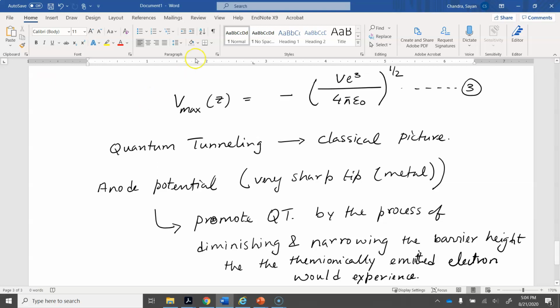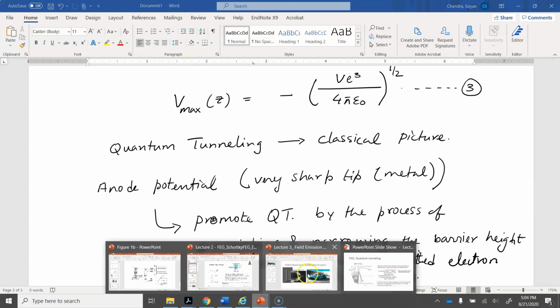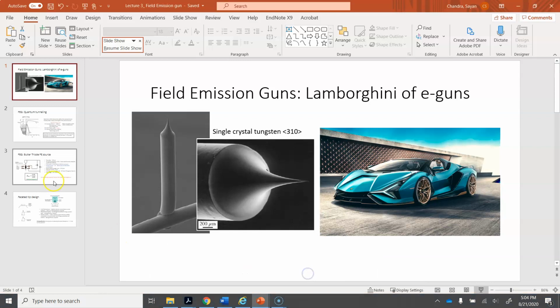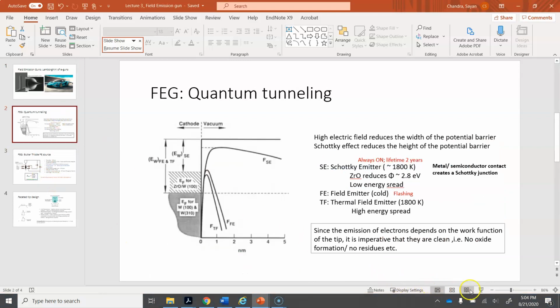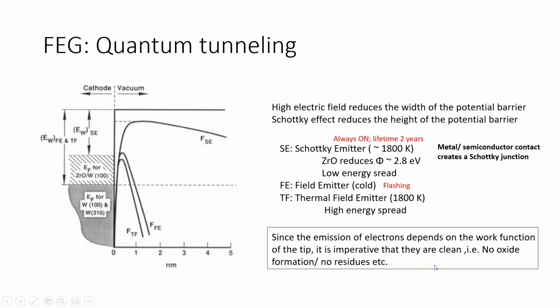Okay, so let's get back to the slides. As I said, you are able to change the band diagram itself by applying a potential to the anode, right? And then there are different ways to control the work function itself.